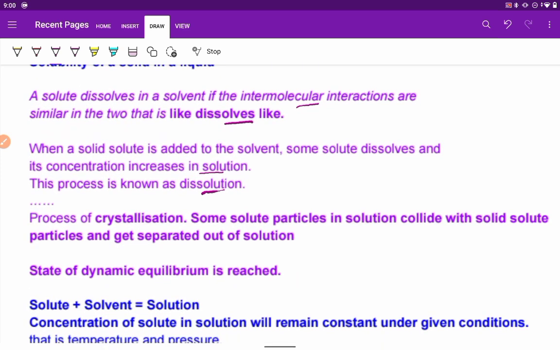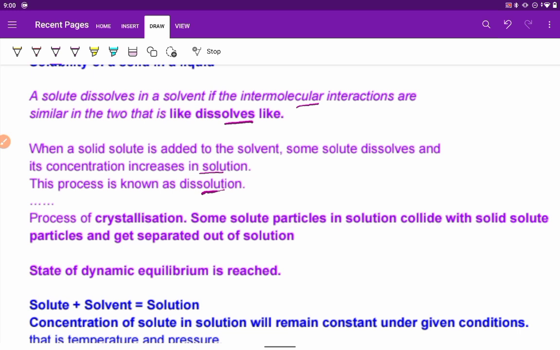There is another process which is known as the process of crystallization. Now in the crystallization process, what happens? One thing we have seen is that when the solid solute is added to solvent, some solute is dissolving and concentration is increasing. But at the same time one more process takes place. Some of the solute particles in the solution collide with the solid solute. When they do so, they get separated out of the solution. This is the process of crystallization.